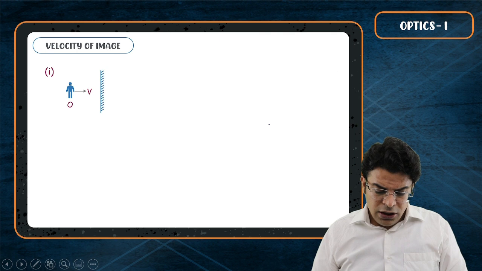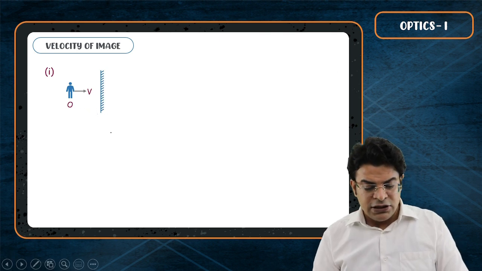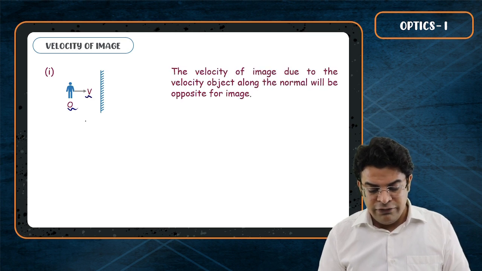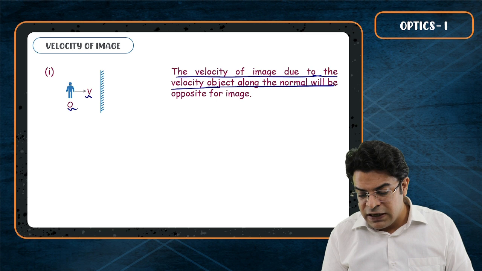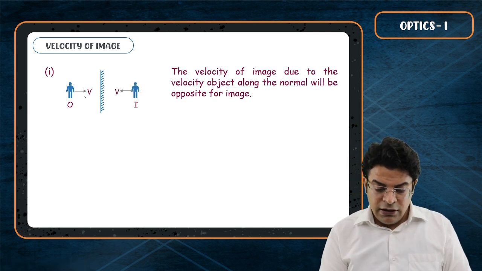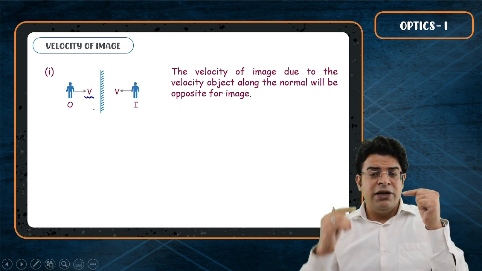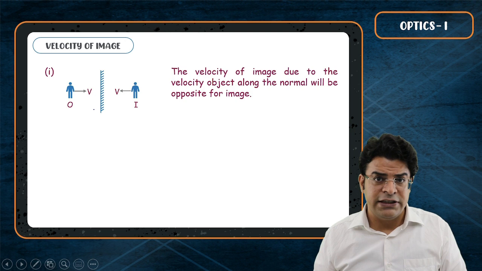So now we have discussed that when the object moves and the mirror is at rest, if the object moves with a velocity v, the velocity of image due to the velocity of object along the normal will be opposite for image. So if the object has a velocity v, image will have velocity minus v. Now let's think of the next case.